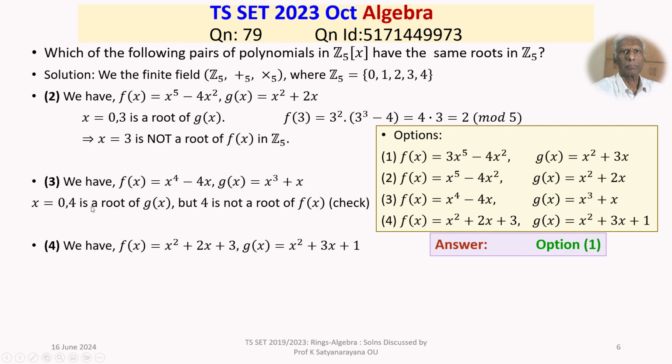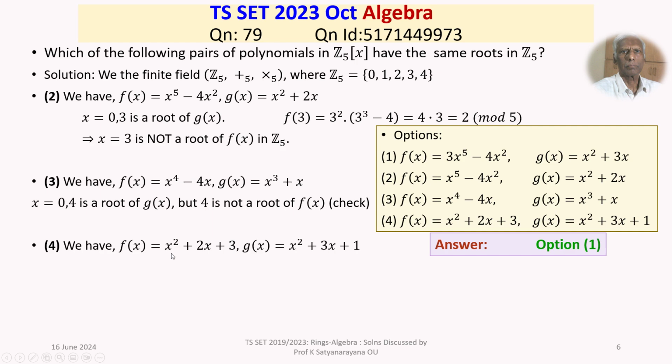So, therefore, 0 and 4 are roots of g of x, but 4 is not a root of f of x. Please check. And even in this case, for g of x, if we substitute x is equal to 1, we get 1 plus 3 plus 1, that is 5. 5 modulo 5 is 0. So x is equal to 1 is a root, and it is also a repeated root of it.